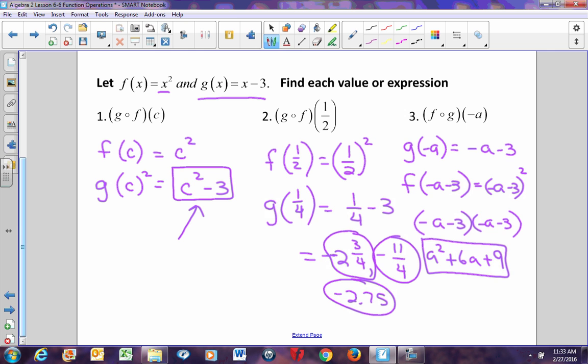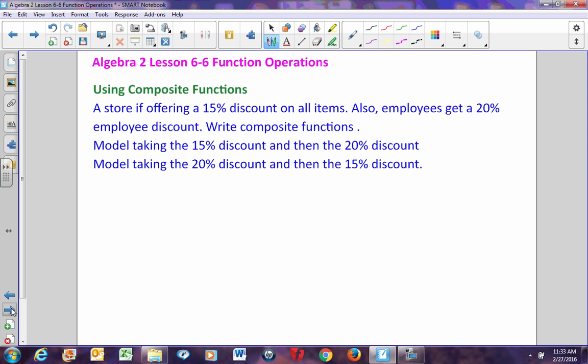And you might say, what in the world do we use composite functions for? Well, let's take a look at this good example right here. A store is offering a 15% discount on all items. Also, employees get a 20% employee discount. Write a composition of functions model taking the 15% discount and then the 20% discount, and a model taking the 20% discount and then the 15% discount. You might say, well, they're the same. They're not. Sometimes they are, sometimes they're not.